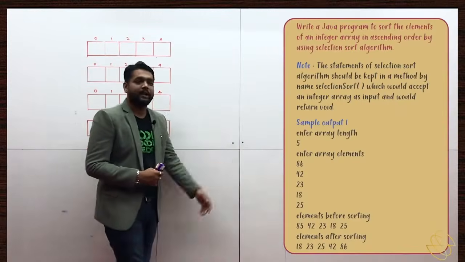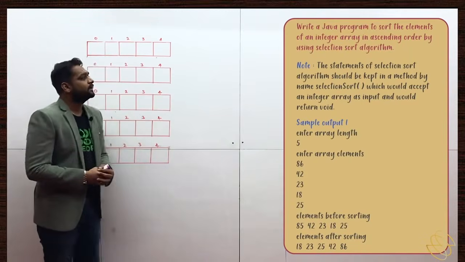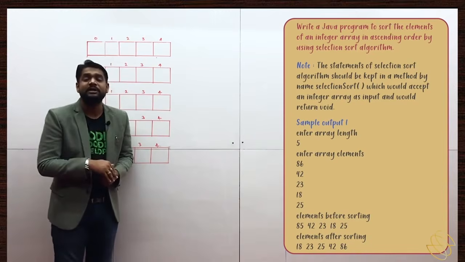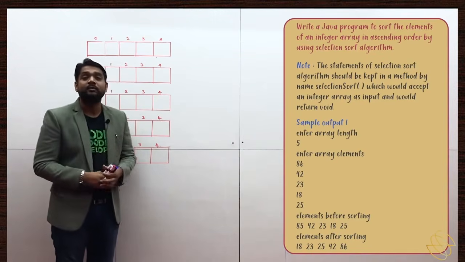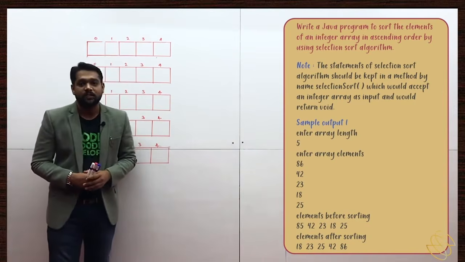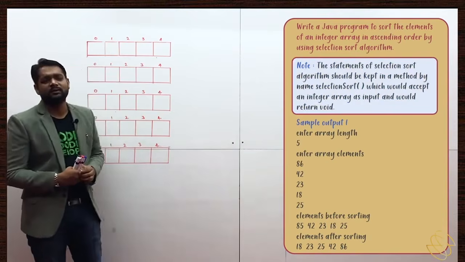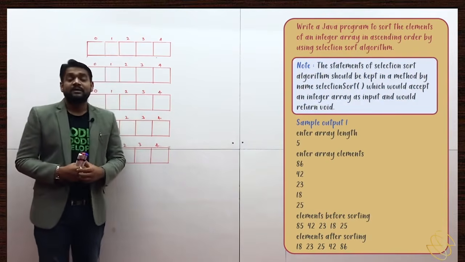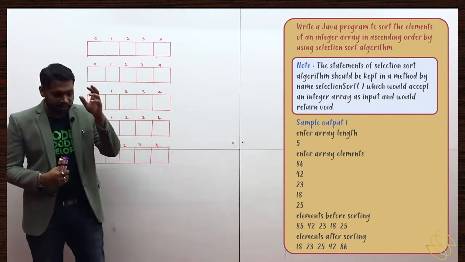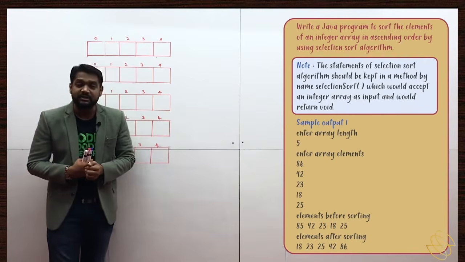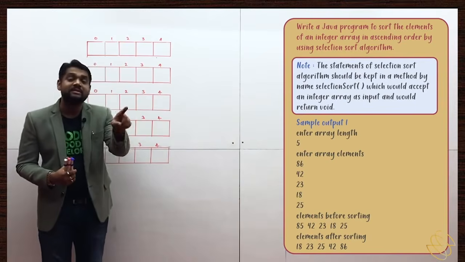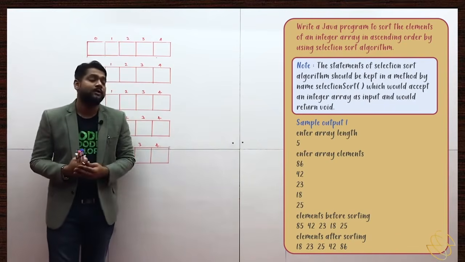Well, this is the next program. Write a Java program to sort the contents of an integer array in the ascending order by using selection sort. And of course, one note is also given. What is the note telling? The selection sort statements have to be kept in a method called selectionSort. Means you have to write that selection sort algorithm in the selectionSort method only, which would accept an integer array as a parameter and would return void. It would return nothing.